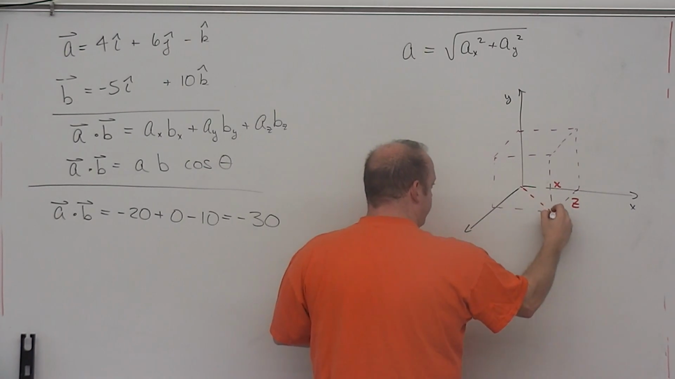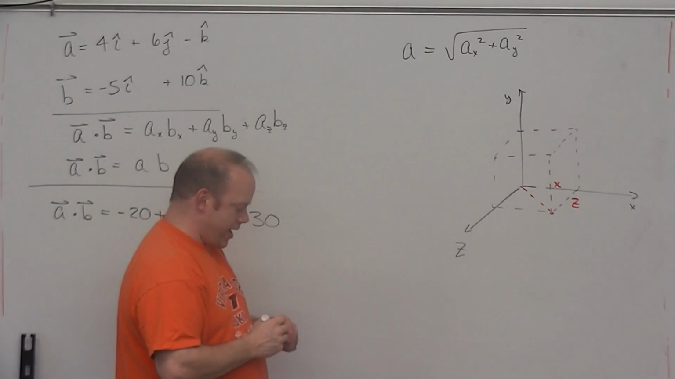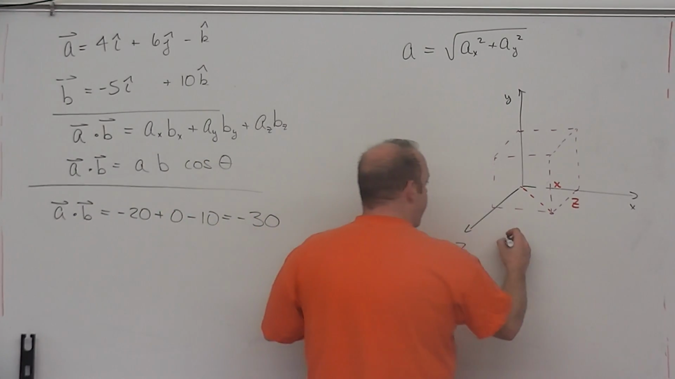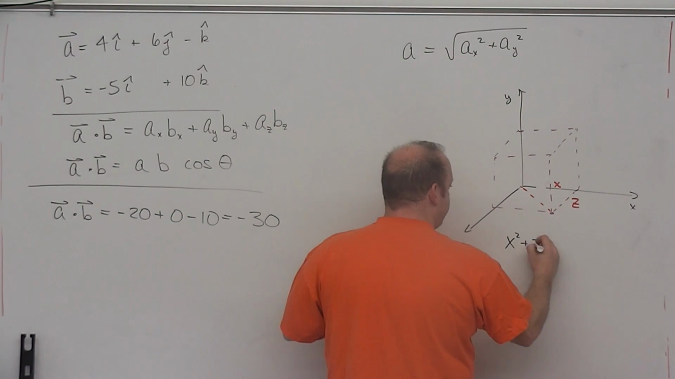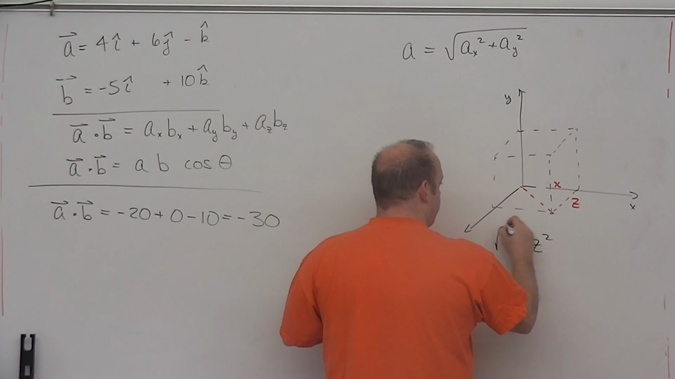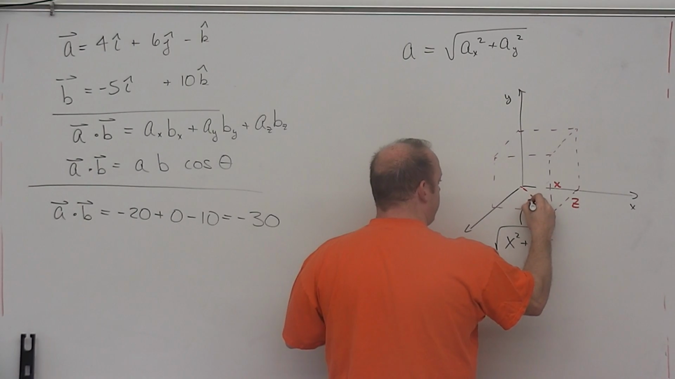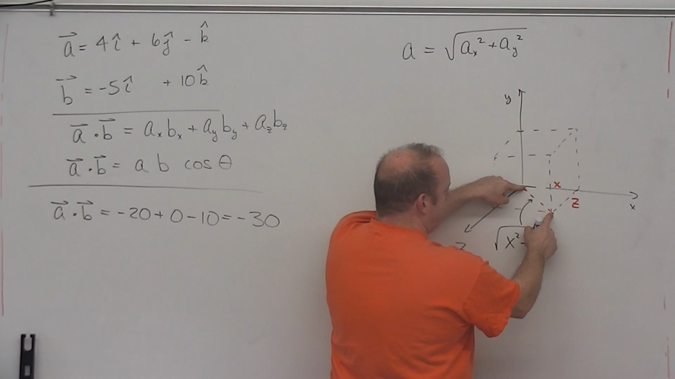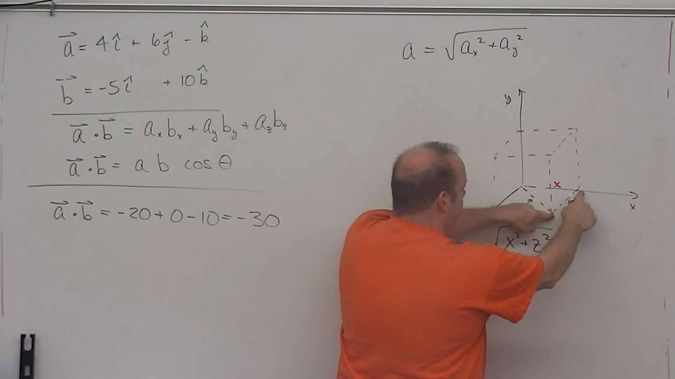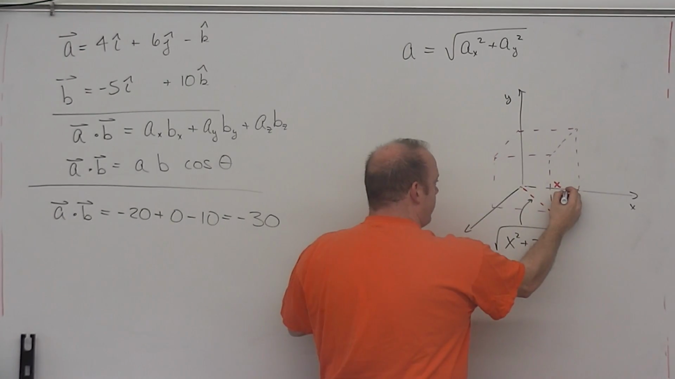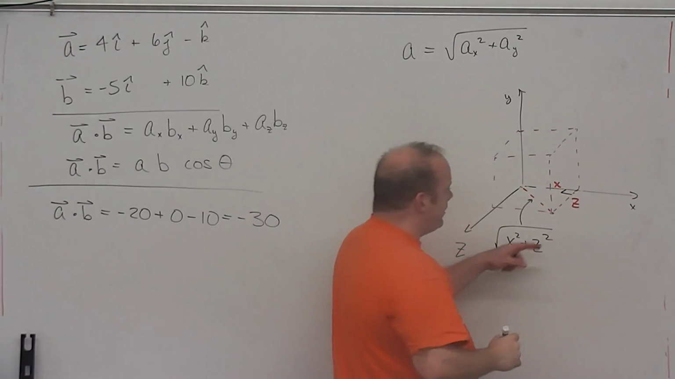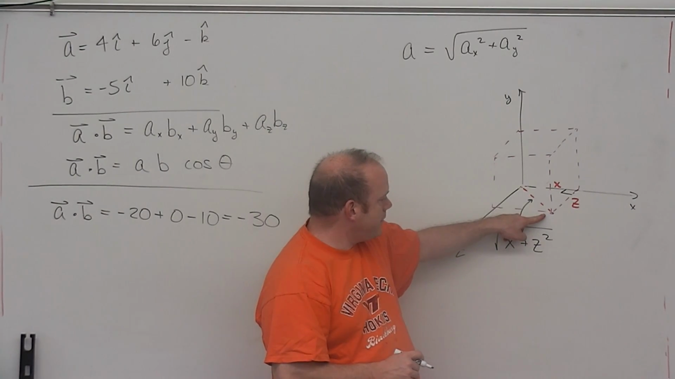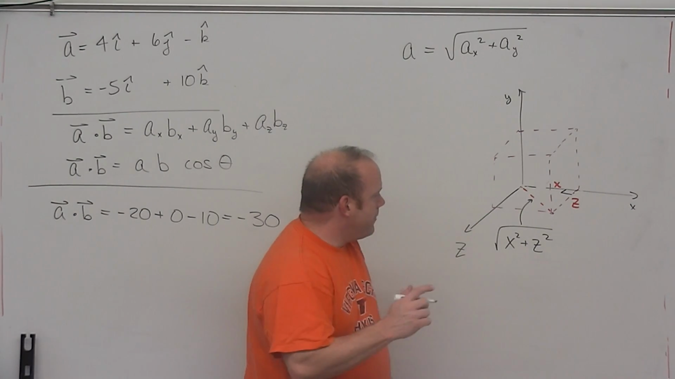So if I want to figure out what this portion is right there, that length is going to equal the square root of x squared plus z squared. So now I know what this is. This is x, this is z. This is a right angle between the two of them. So now, this distance right here is the square root of x squared plus z squared. But now, here's the thing.